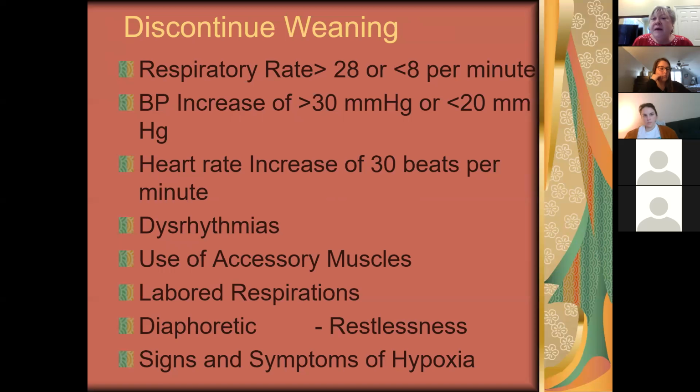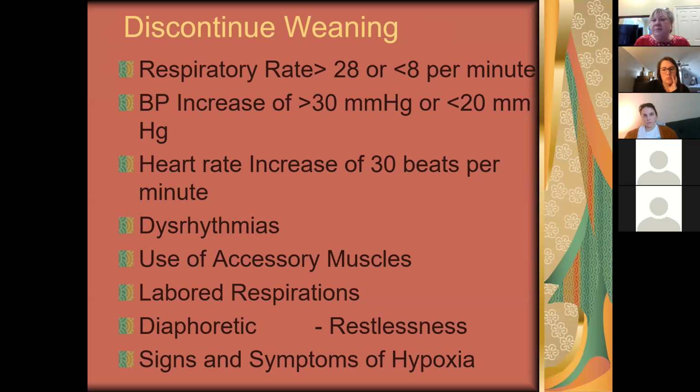If for some reason they become unstable, stop the weaning. Their heart rate goes up, heart rate goes down, respiratory rate goes up, respiratory rate goes down, blood pressure goes up, blood pressure goes down: stop it. They start to have sinus tach, they start to have PVCs: stop it.